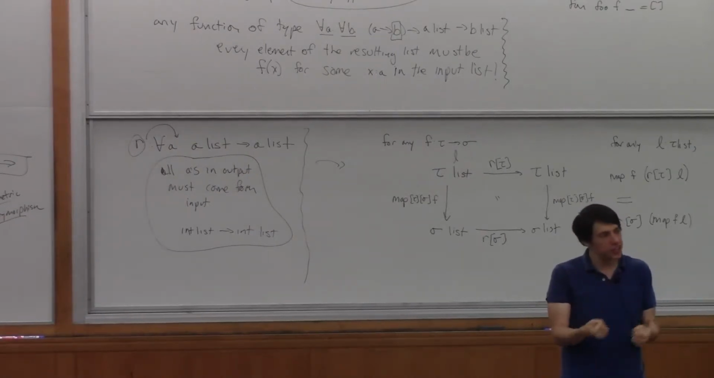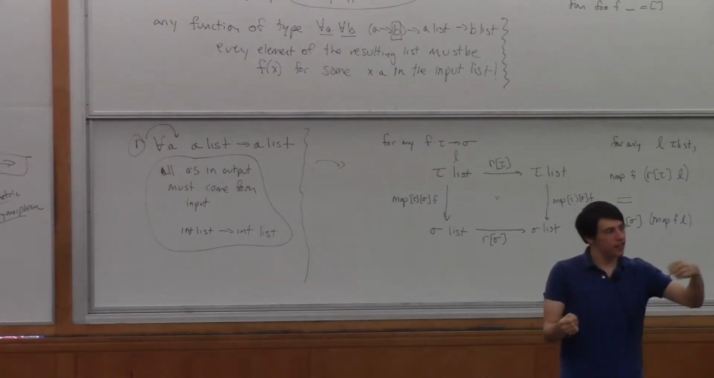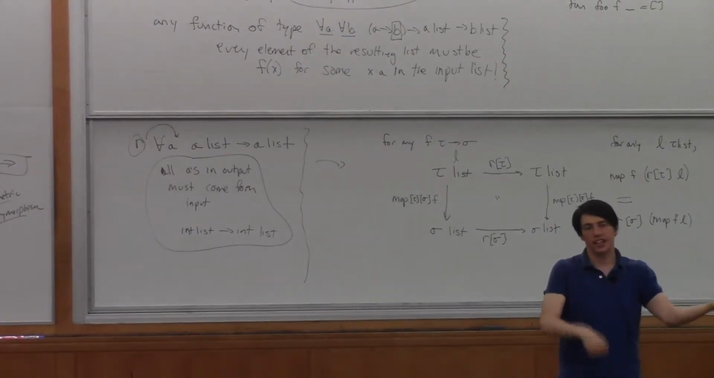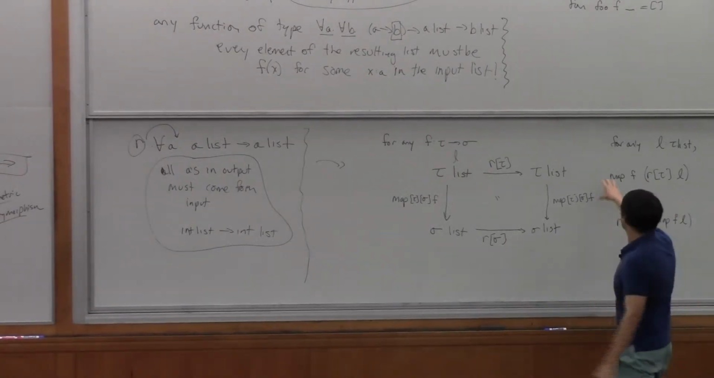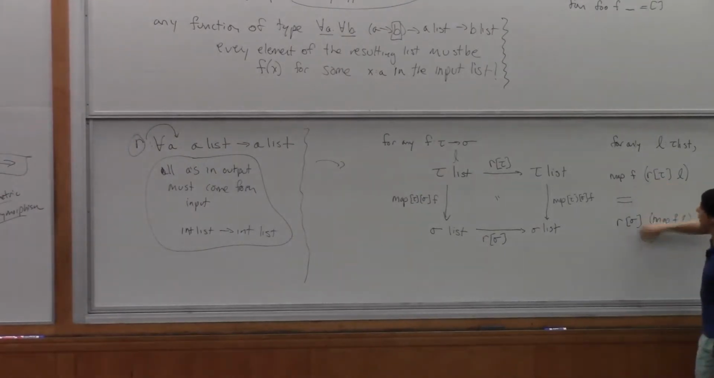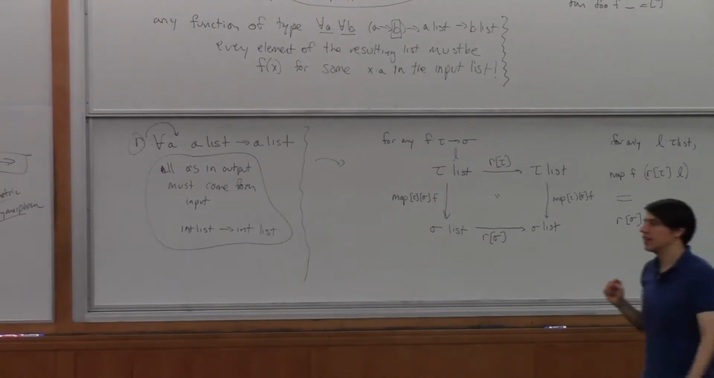Because you can't do a type analysis and say, if A is int, then rearrange this way, otherwise rearrange that way, right? So because of this parametricity, the idea is that the rearrangement has to be the same, therefore it has to commute with transforming the elements of the list in some way.